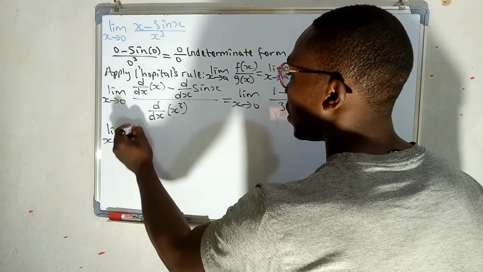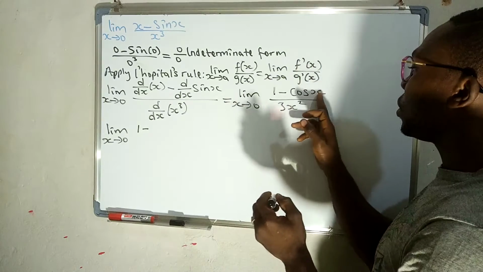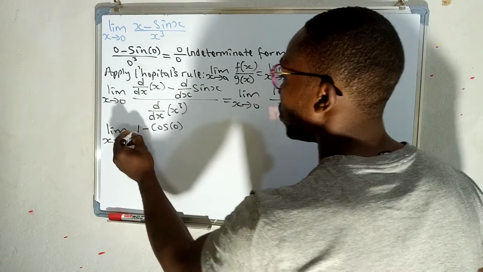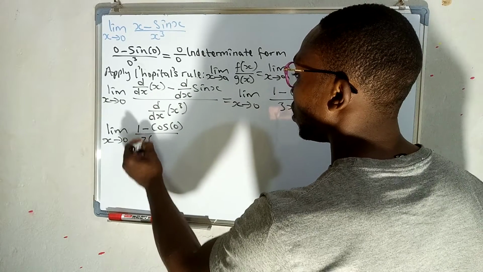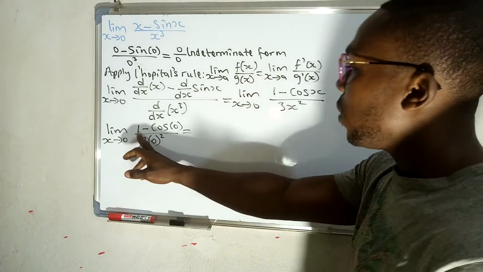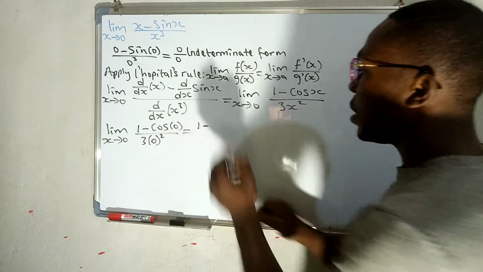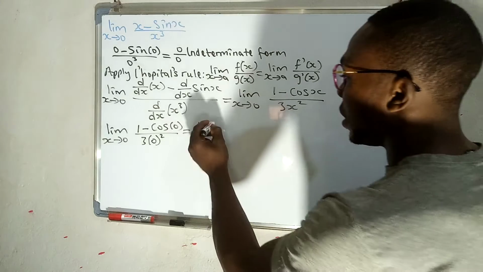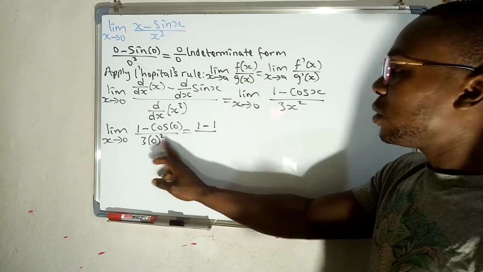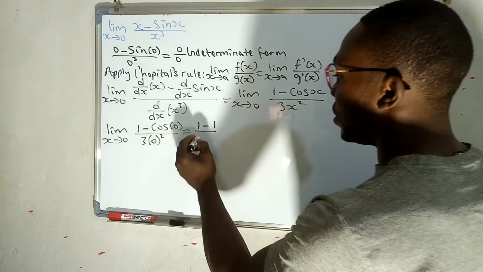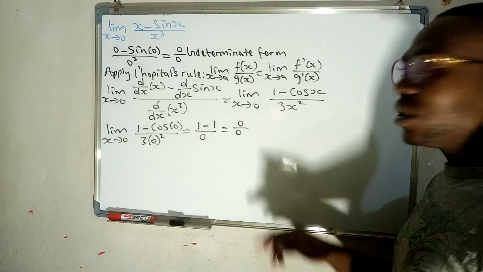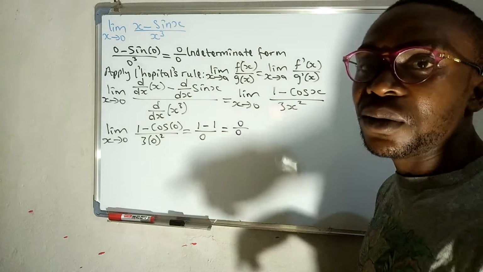Remember my 1. When I plug 0 into x, we'll have 1 minus cos 0 over 3 times 0 to the power of 2. Cos 0 is 1, so 1 minus 1 is 0. 0 to the power of 2 is 0, and 0 times 3 is 0. And this is equal to 0 over 0. You see, we are still having 0 over 0.